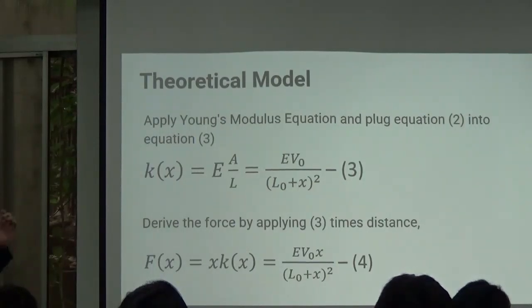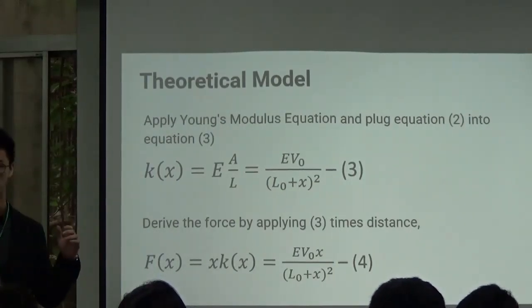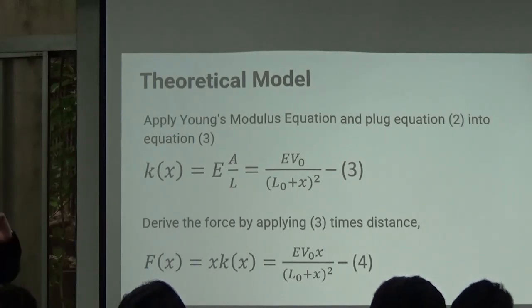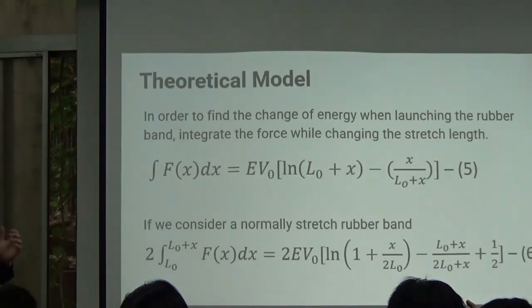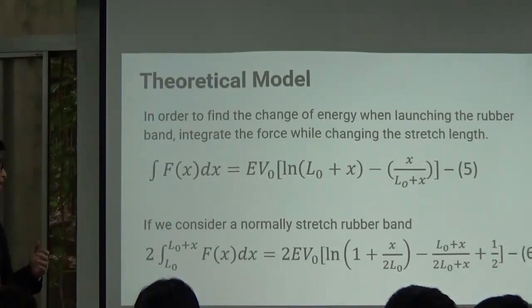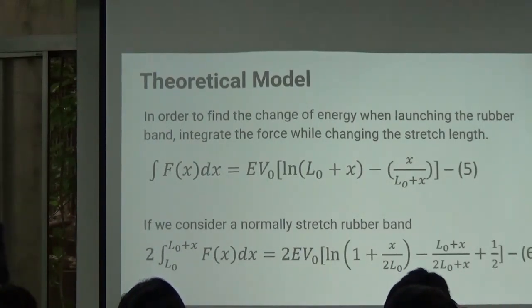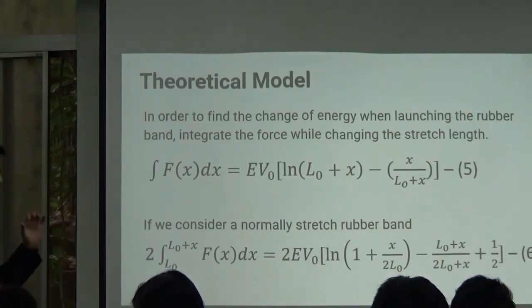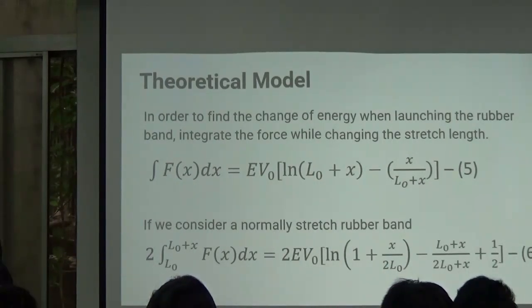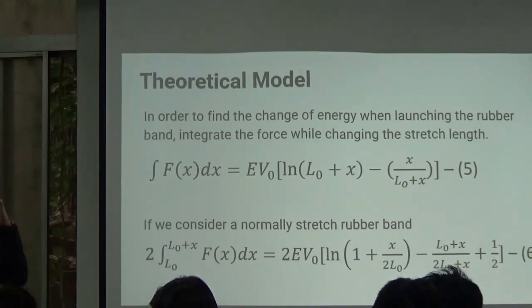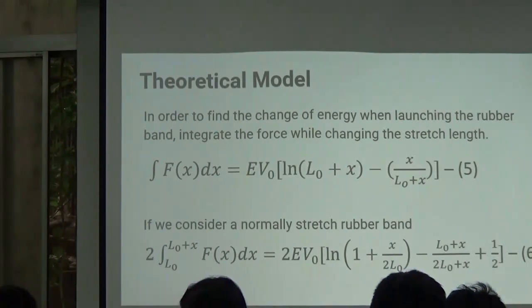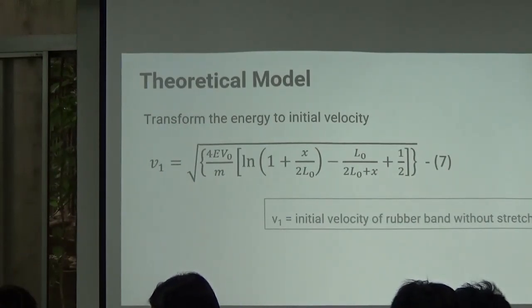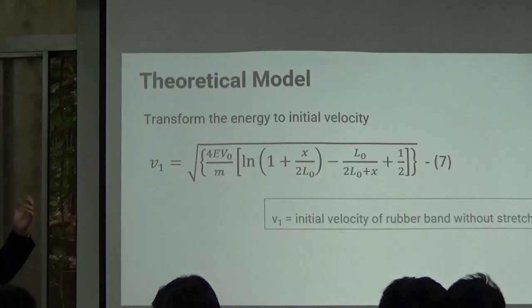Deriving the force by applying force times distance, we get this restoration force, focusing on a single string of the rubber band. In order to find the change of energy when launching the rubber band, we need to integrate the force over the changing stretching length, and we get equation 5. We first consider a normally stretched rubber band, without any uneven stretching. We get equation 6, and we need to multiply by 2 in order to simulate the whole rubber band. This is the velocity we can get due to this transfer of energy.